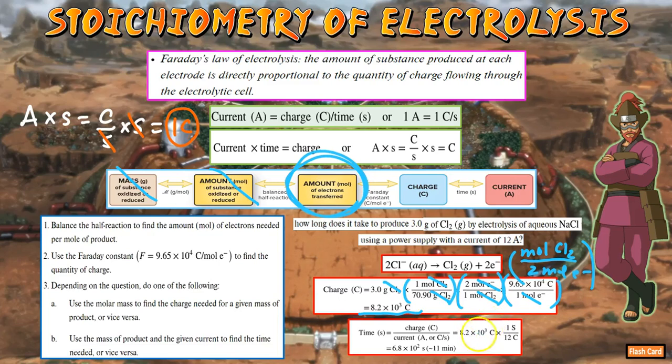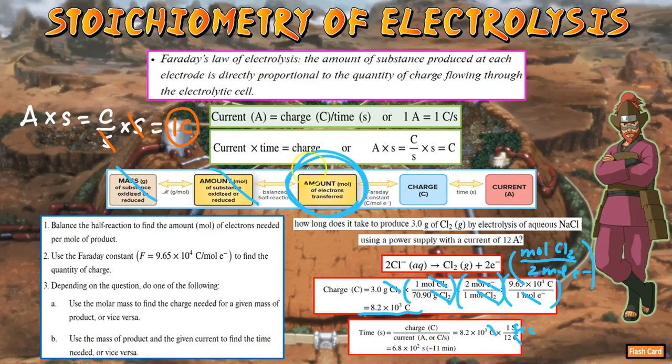Of course, our coulombs are going to cancel. We're left with seconds, and we take our 8.2 times 10 to the 3 and divide it by 12, and we get 6.8 times 10 to the 2 seconds, or approximately 11 minutes.